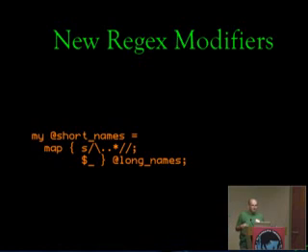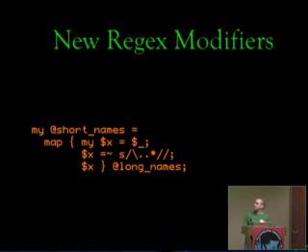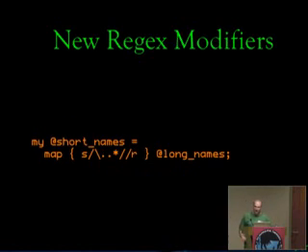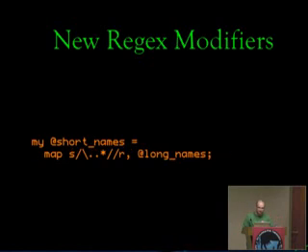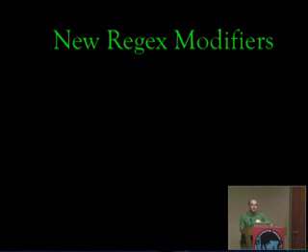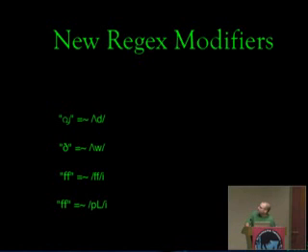Do the substitution and then return the topic. But now you've altered long names. Why didn't you just use for? Okay, that's cool, we'll do this. We're going to copy it, fix that, and return that. Well, in 5.14, you can just say this. Yeah, it's huge. Okay, there's a bunch of other regex modifiers. I've got five minutes? All right.